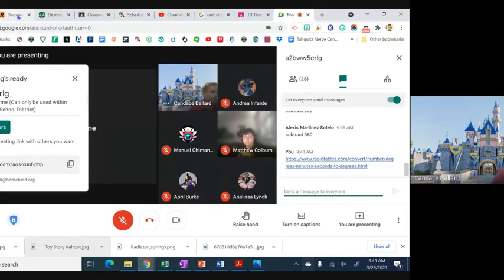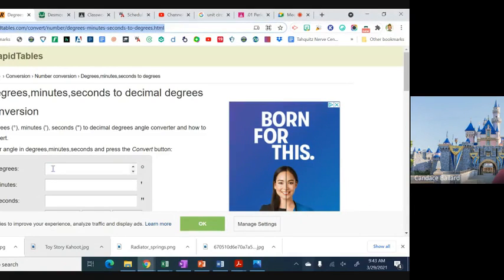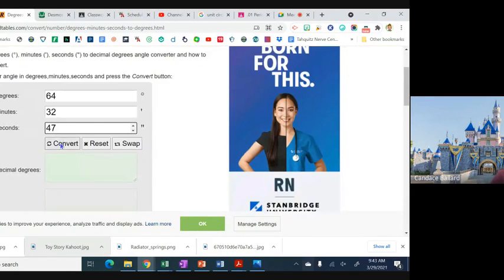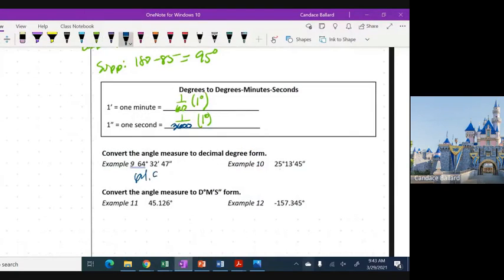There's probably others. I found a couple and I decided this is the one I liked the best. So literally all I do is I'm going to type in the degrees, which is 64. And I'm going to type in the minutes, which is 32. And I'm going to type in the seconds, which is 47. And then I'm going to hit convert, and it will give me decimal degrees. So I would write down 64.546, because we're going to go three decimal places. So 64.546 degrees.